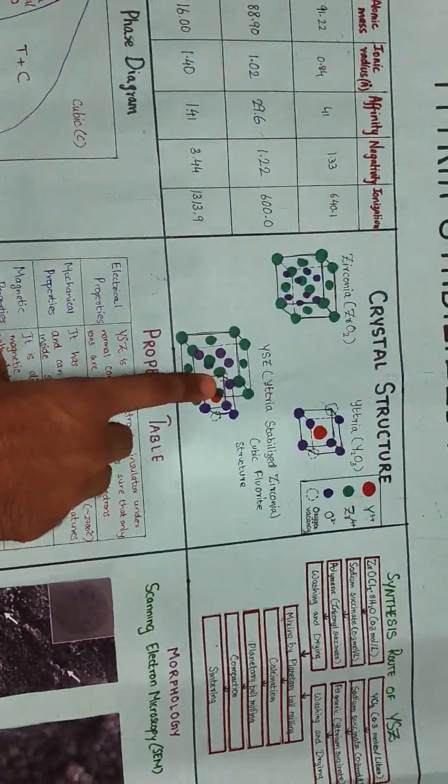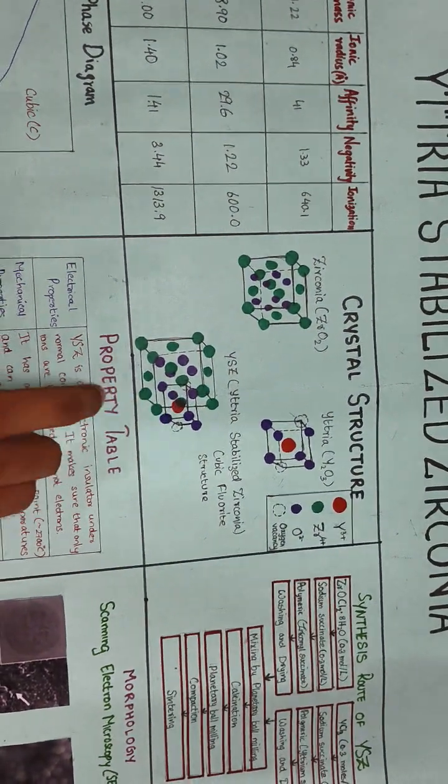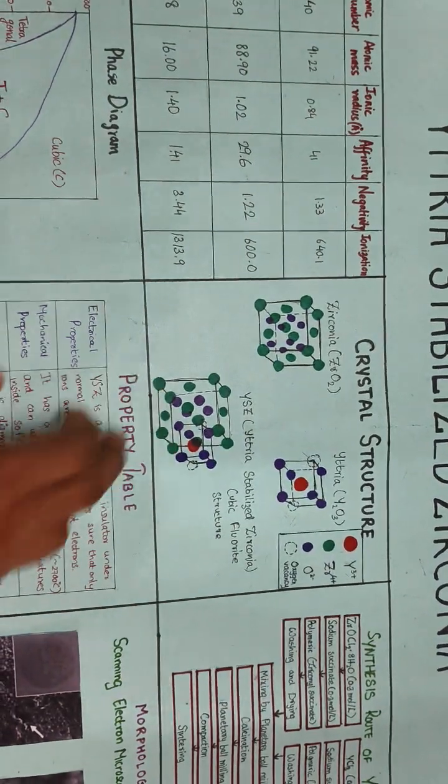Now, this structure is a cubic fluorite structure. As you can see, these two structures are joined here.